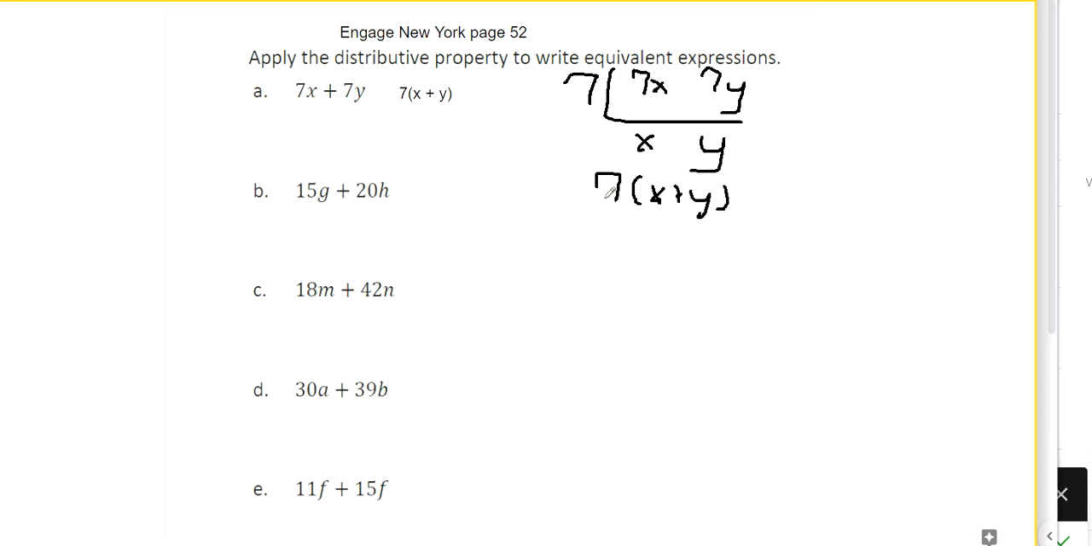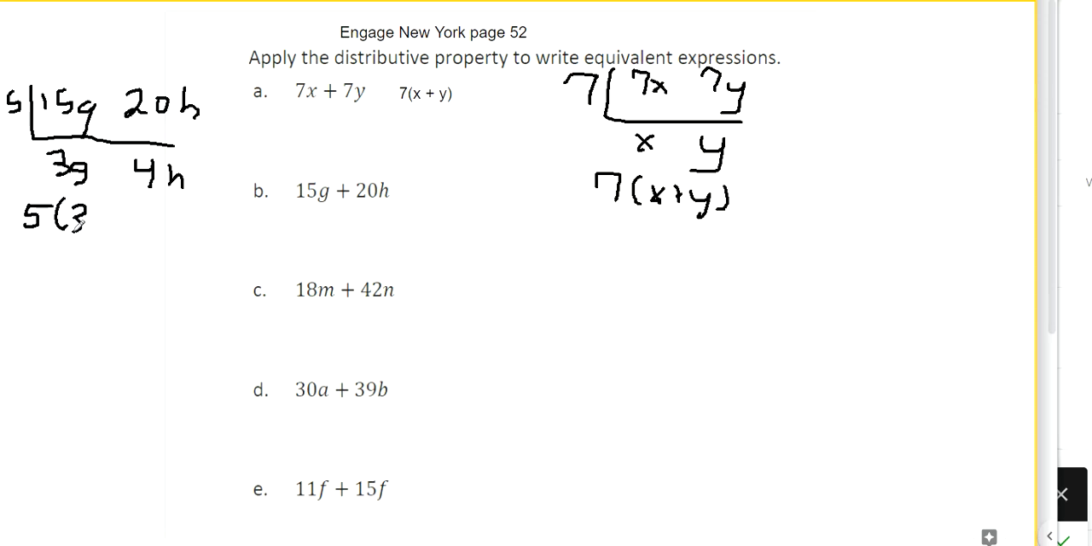So you can do it just like you did the GCF if you want, or you can try to figure out which number goes into both. I'm going to do B over here. You have 15g and you have 20h. Now we look at what goes into both 15 and 20. Well, that's going to be a 5. This is where your divisibility rules come into play. So 15 divided by 5 is 3, and you keep the g, and I forgot my h over here. 20 divided by 5 is 4, and you keep the h. That's as far as you can go because nothing goes into both of them. So you bring down your 5, put a parenthesis, 3g plus 4h. Just like that, okay? That's letter B.